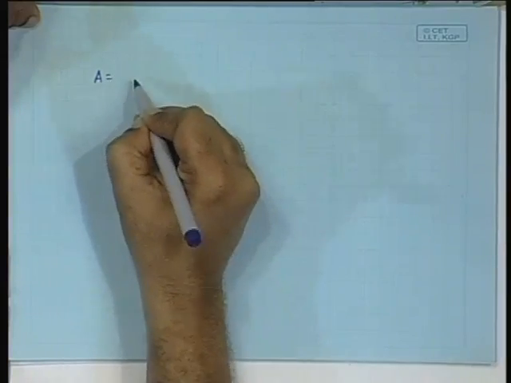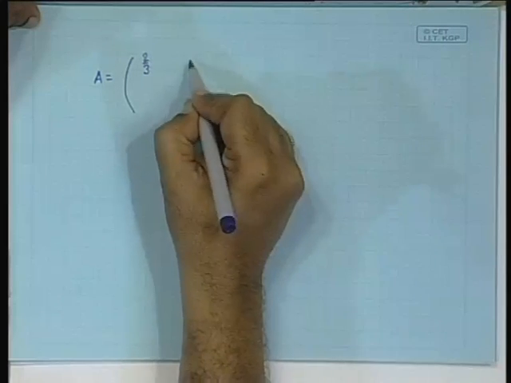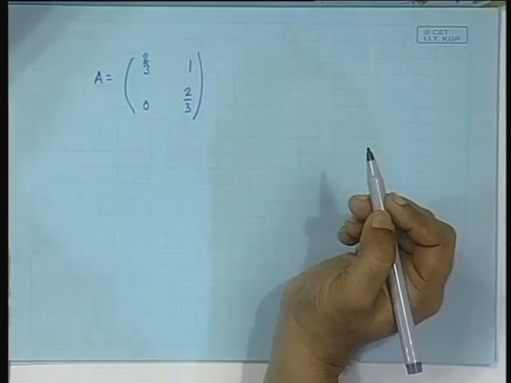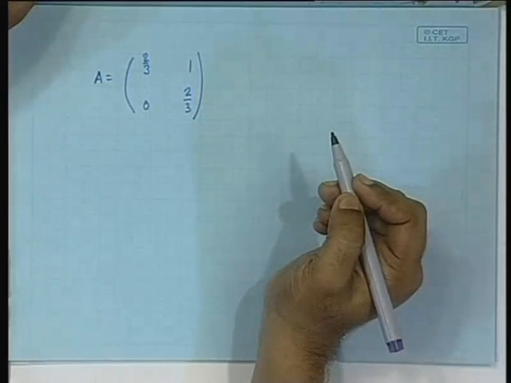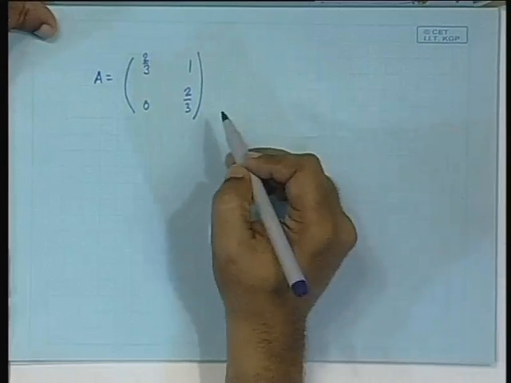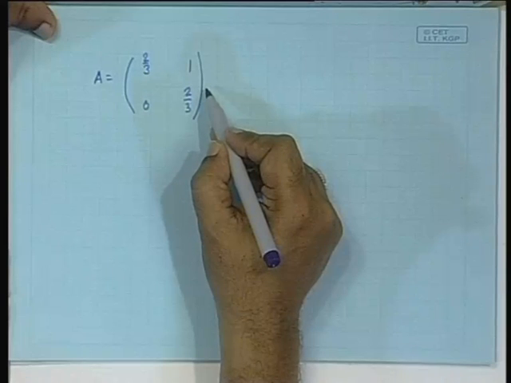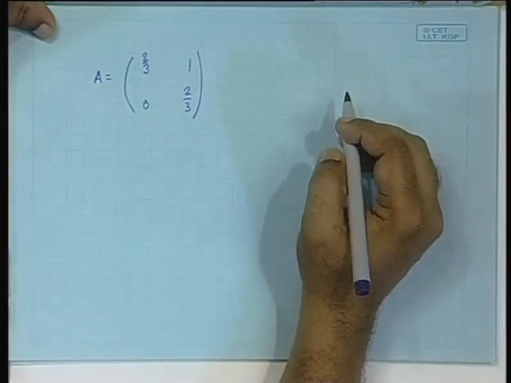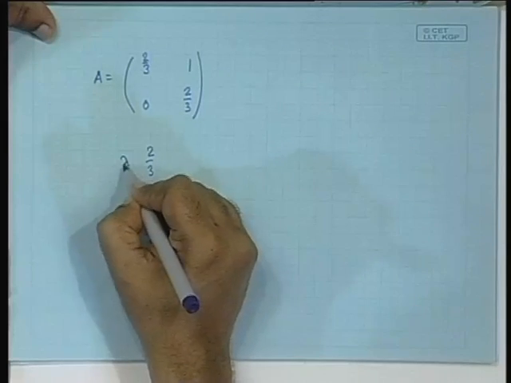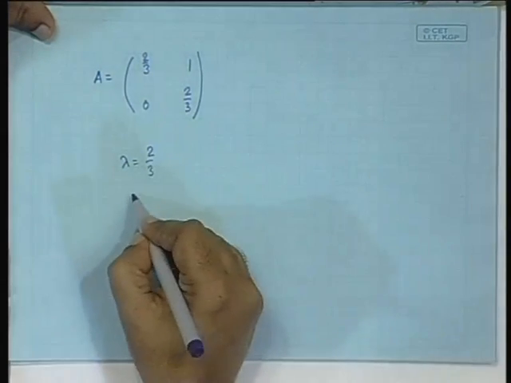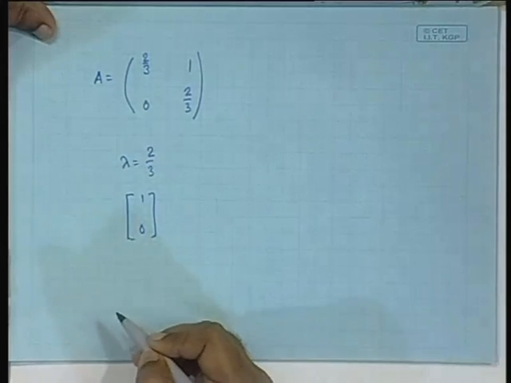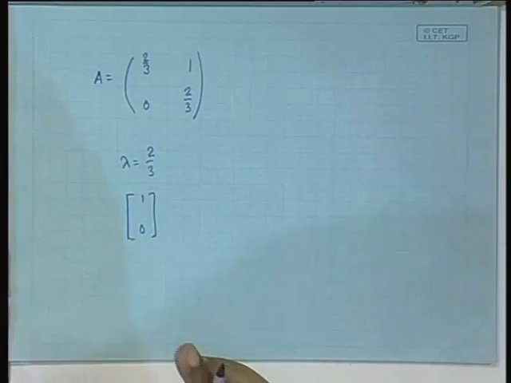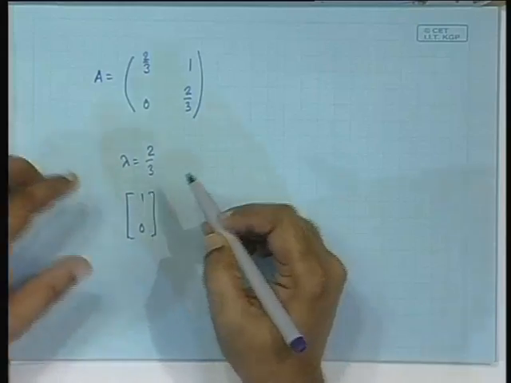Okay. Now, let us try to do this on a problem. Say A is equal to this. If you have this, then what are the eigenvalues and eigenvectors? 2 by 3 and 2 by 3, a repeated eigenvalue, and the eigenvector 1 0.